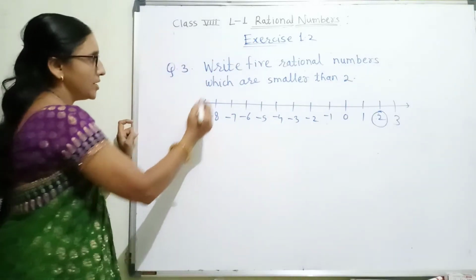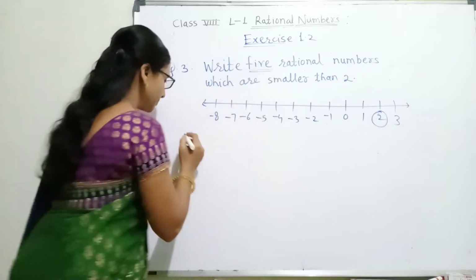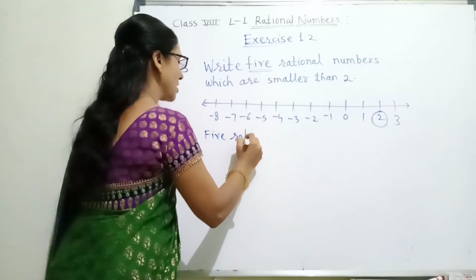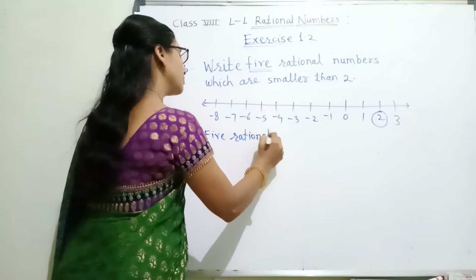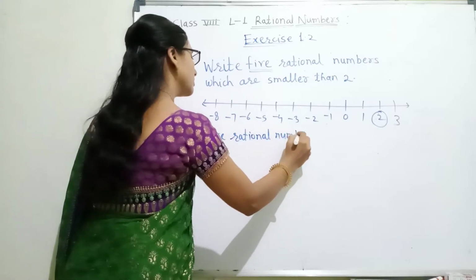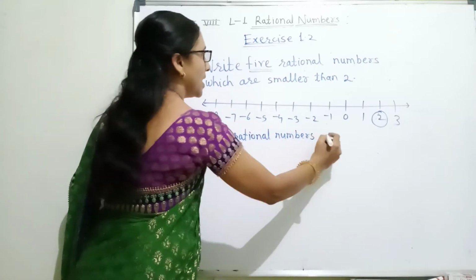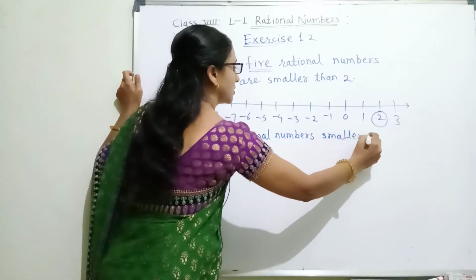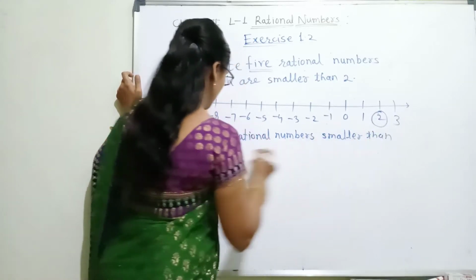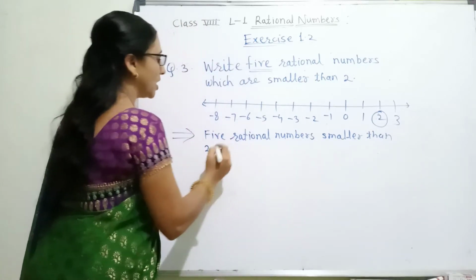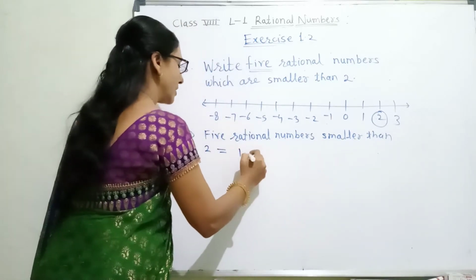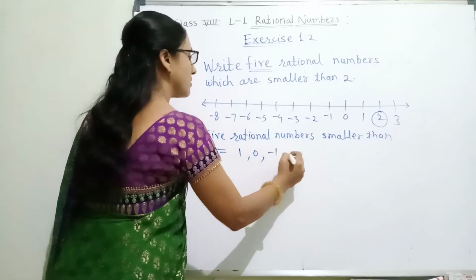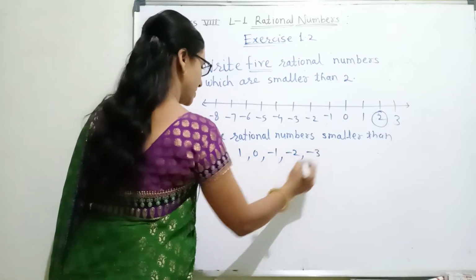So any 5 rational numbers smaller than 2 are 1, 0, minus 1, minus 2, minus 3.